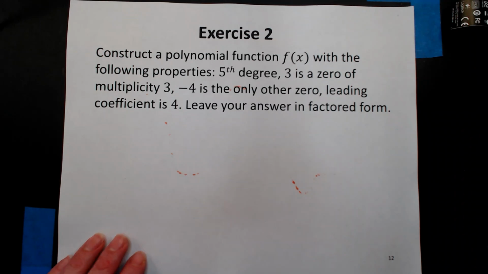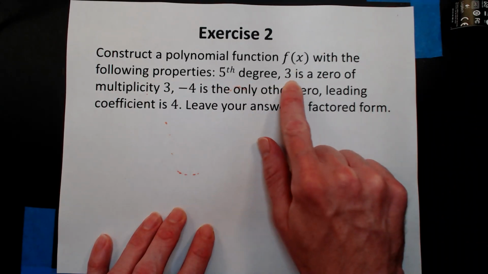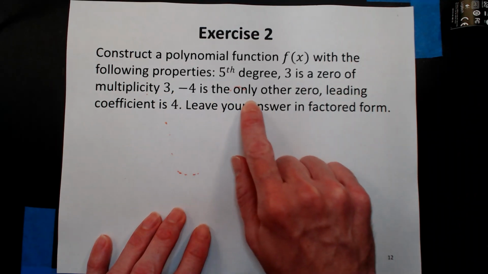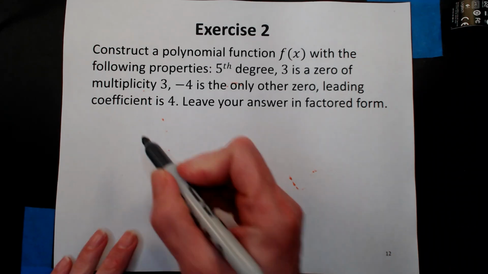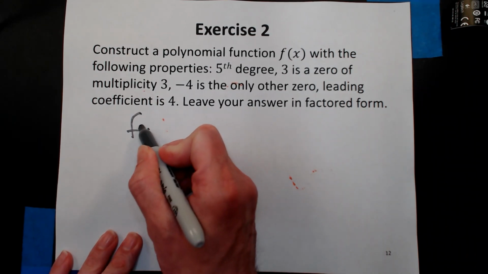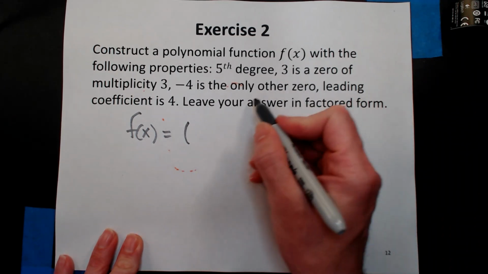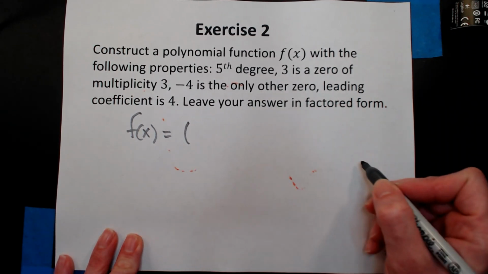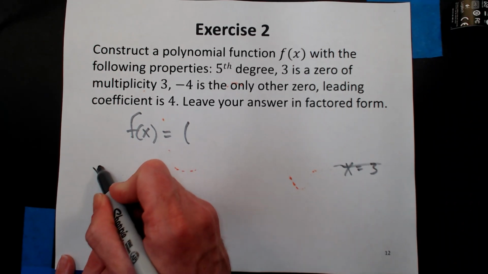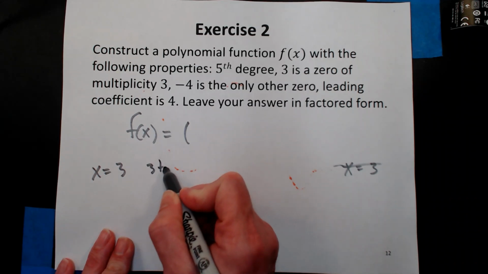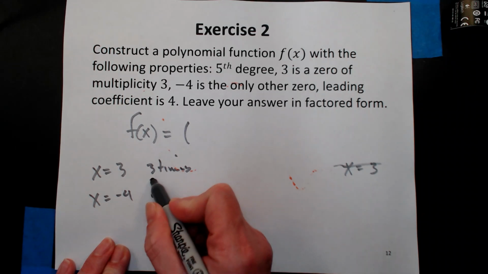All right, so next it says construct a polynomial f of x with the following properties. It's going to be 5th degree. 3 is the zero of multiplicity 3, and -4 is the only other zero. The leading coefficient is 4, linear answer in factored form. So here it just says that we want an f of x that's 5th degree. So I'm going to have x equals 3, three times, and x equals -4, and we don't know how many times.